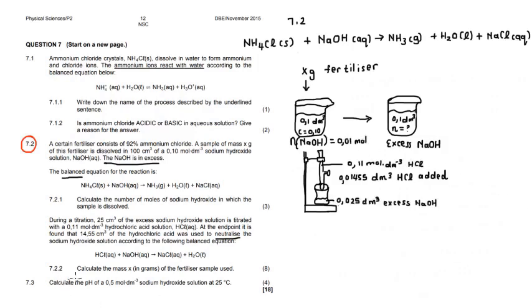Now moving on to question 7.2.2. Now it's asking us to calculate the mass, X in grams, of the fertilizer sample that was used. Notice what we are asked to calculate: this original mass of fertilizer that we added to the sodium hydroxide. So we're going to have to work backwards. Let's start over here with the step of the titration.